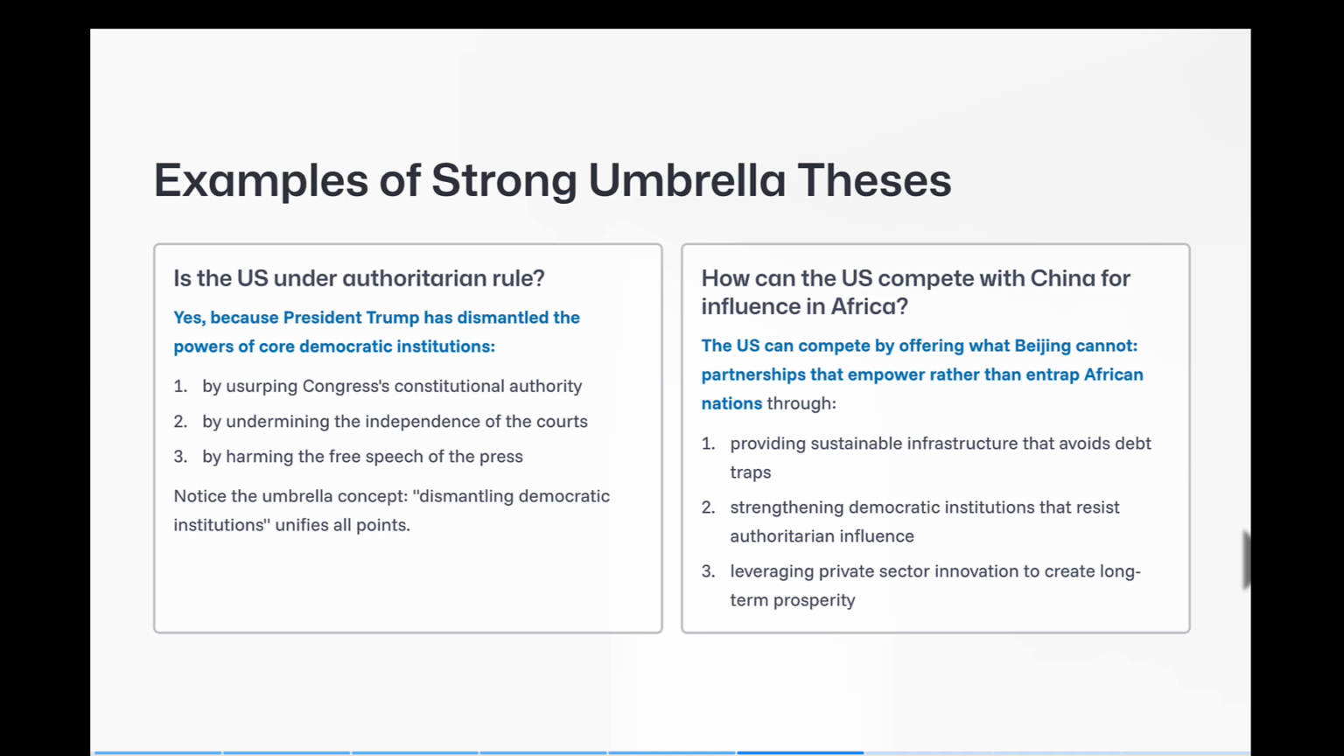So notice that there's that umbrella concept of dismantling democratic institutions that unifies all of the points. And so that's much better than just saying this thesis is yes because of subpoint 1, 2, and 3. And you can see that on the right as well.